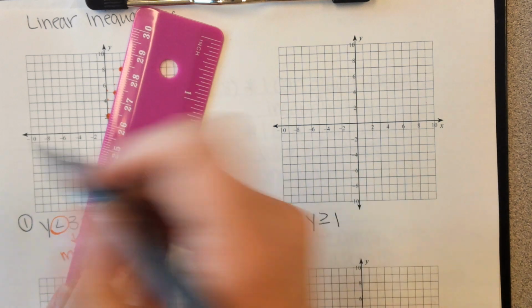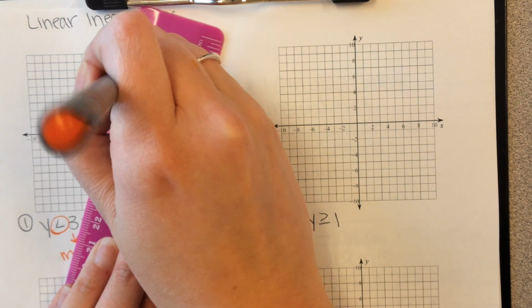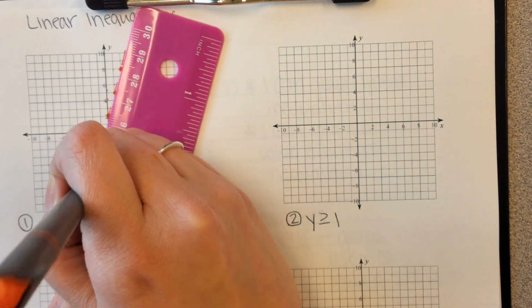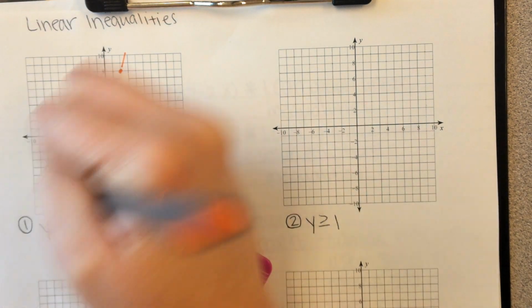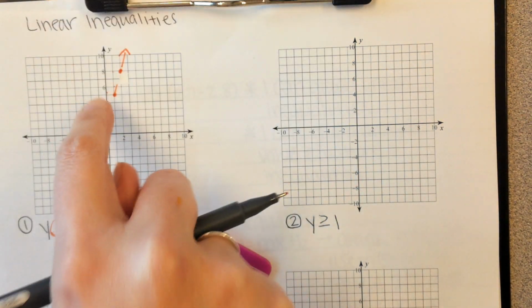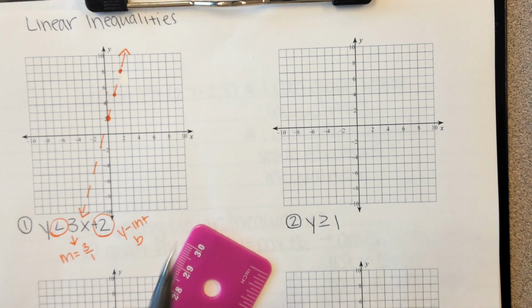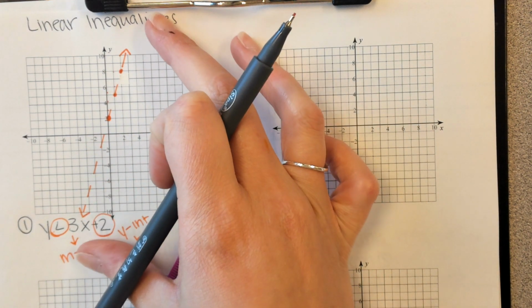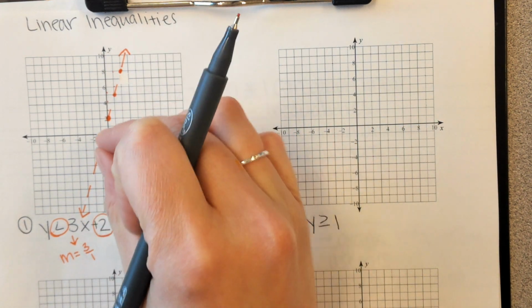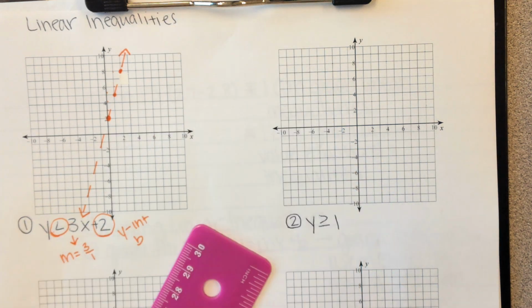All right, so I do not have an equal to, so it's going to be dashed or dotted. You can do either one. Just make sure that it's separated. Now, especially with inequalities, you need your line to go across the whole entire graph. So make sure you extend it across. In Math Excel, it does it for you.